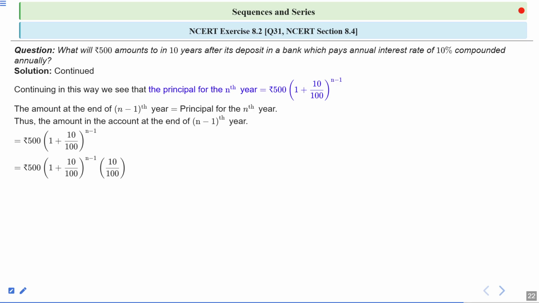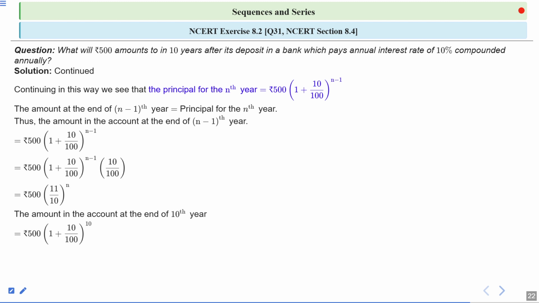And this is equal to 500 times (1 plus 10 by 100) whole to the power n minus 1, times 10 by 100. Okay, so this is equal to 500 times (11 by 10) whole to the power n. So the amount at the end of the 10th year is equal to 500 times (1 plus 10 by 100) whole to the power 10.